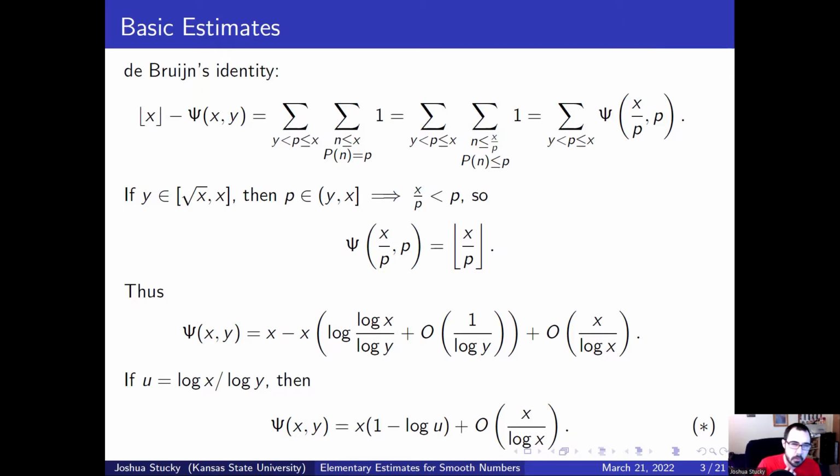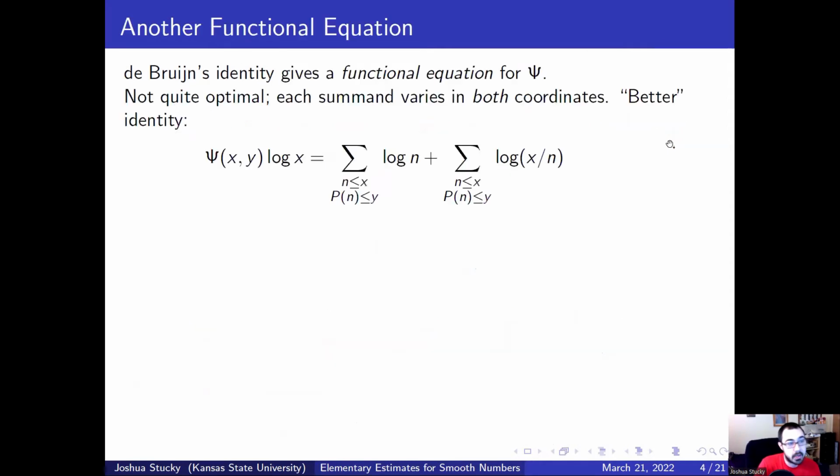It's kind of a pain to work with, and so it would be better if we could make it so it doesn't vary in both coordinates, but maybe only varies in one, and that's what we can actually do. So the identity that I'll use is, I don't know who first wrote down this kind of identity, but I think it's a really neat idea. I'm just going to very trivially say that the summatory function times log x is equal to this thing, right? This is log x minus log n and then plus log n. So clearly this is a trivial equation.